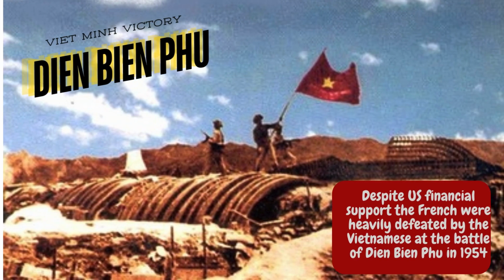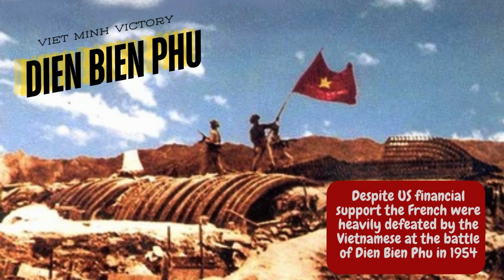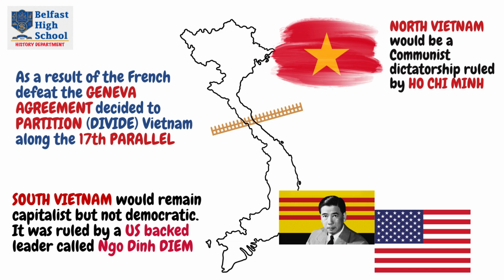Well, they are shocked, because the Viet Minh, led by Ho Chi Minh, managed to pull off a spectacular victory at Dien Bien Phu, and they beat the French in a decisive battle, despite all the US financial support that the French were getting. So in 1954, this decisive victory makes things difficult for the Americans. As a result, the French are defeated, obviously.